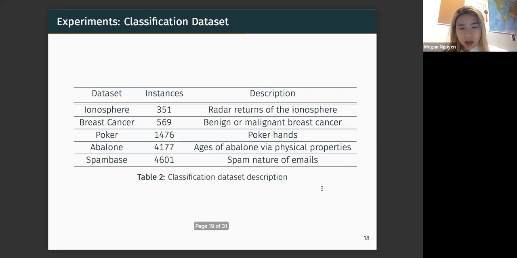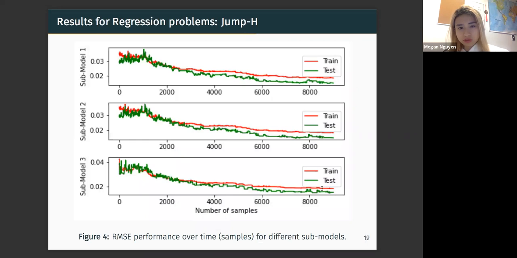And so I have included just the results for the regression problems. And this one is for jump H. Jump H meaning that in our construction, the submodels will only vary in the number of hidden neurons, while we keep the input neurons the same across all the submodels.